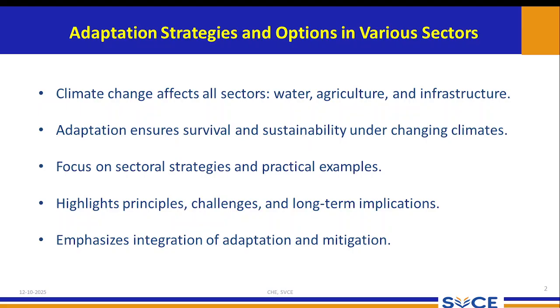Adaptation ensures survival and sustainability under changing climates. When we try to adapt to a situation, I usually say: think globally and adapt locally, as long as we want to survive in our professional life, or for any other thing. Adaptation is a very predominant factor to be considered, because human activities are causing this. We must consider how to adapt to the situation and at the same time how to mitigate it. That is a very important thing.